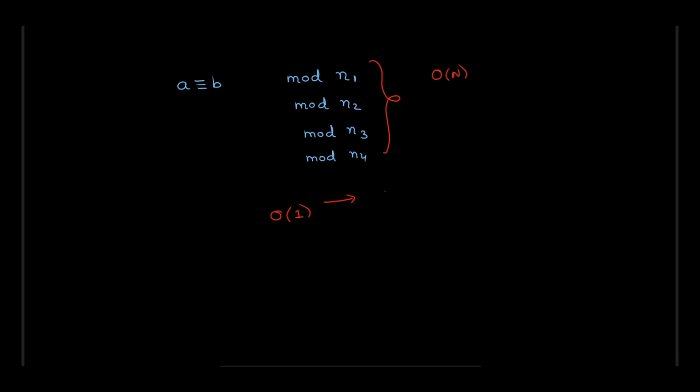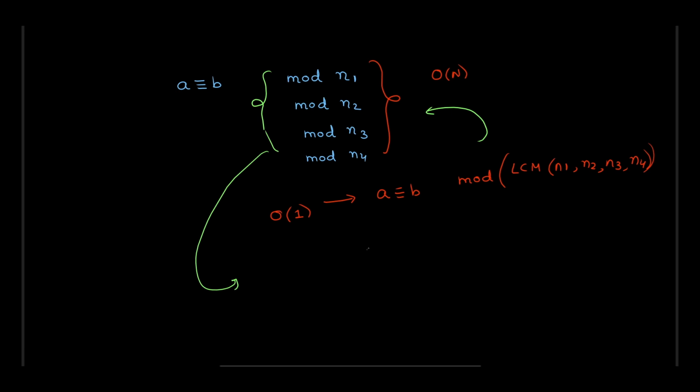And that statement is that A is congruent to B in the world of LCM of N1, N2, N3, and N4. Just saying this indirectly says this as well. And saying these four statements indirectly says this statement as well. So why don't we just track one statement?